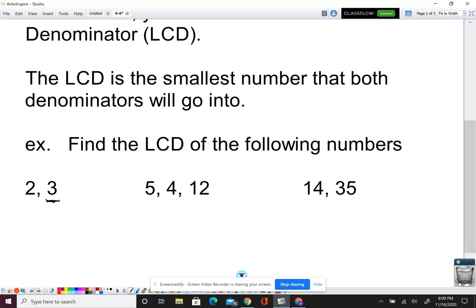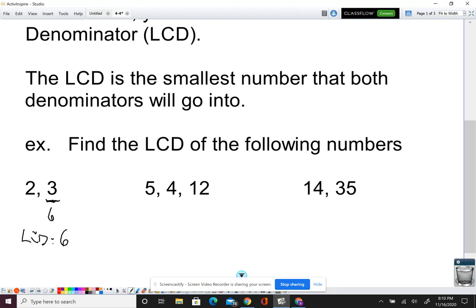So because we know that the 3 has to go in there and the number has to be at least as large as the largest, we're just going to look at multiples of that largest number. So the next multiple of 3 is 6. Then we ask ourselves, does 2 go into 6? And yes, it does. It goes in there 3 times. So our LCD is equal to 6.